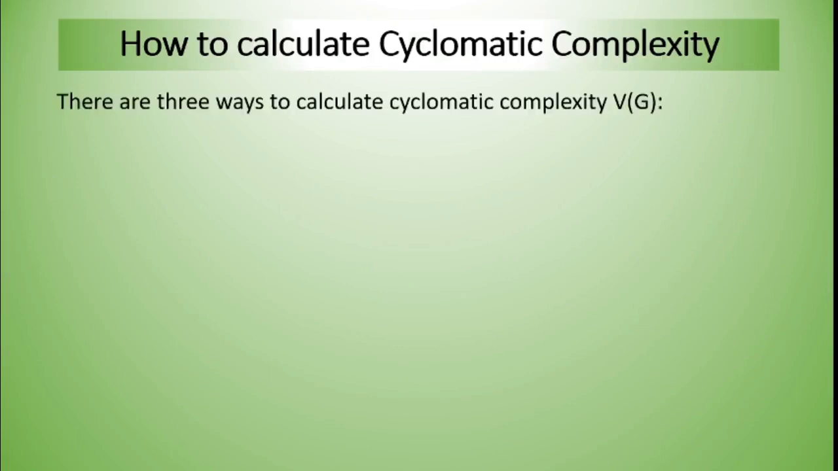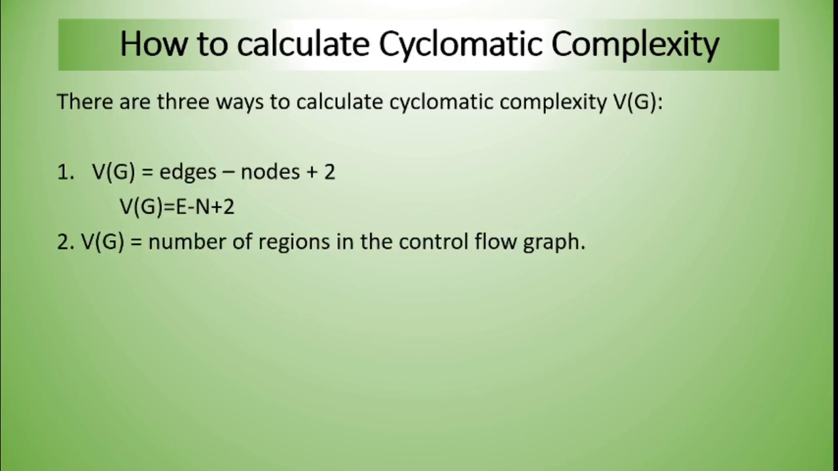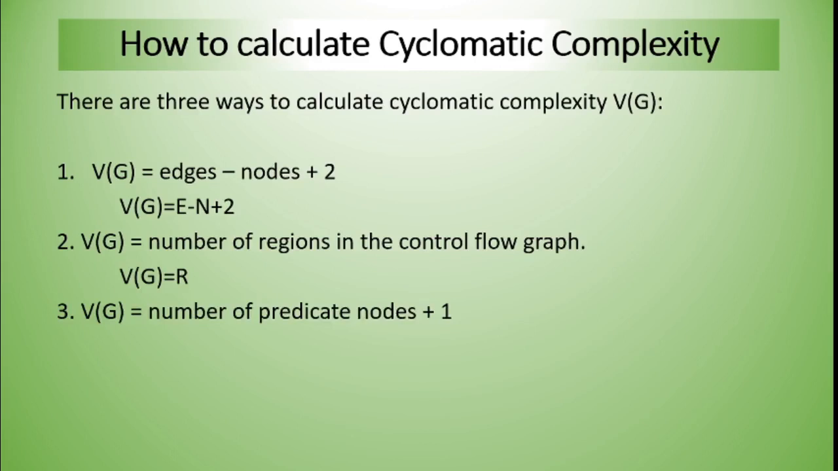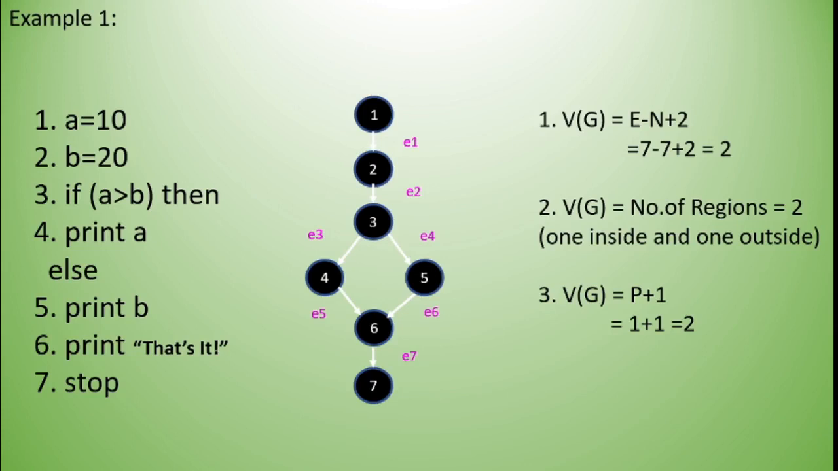There are three different ways to calculate V(G). V(G) is equal to the number of edges minus nodes plus 2. The second formula: V(G) is equal to the number of regions in the control flow graph. And the third one: V(G) is equal to the number of predicate nodes plus 1. So here the example goes.